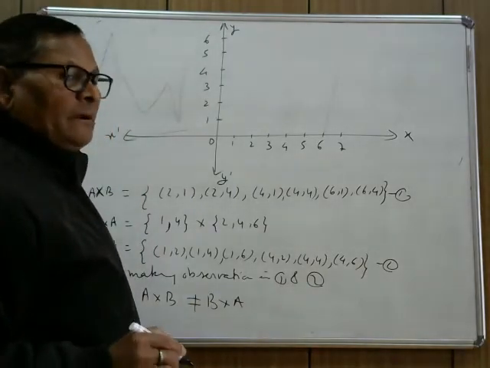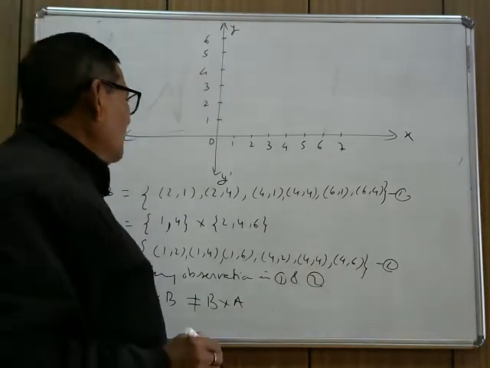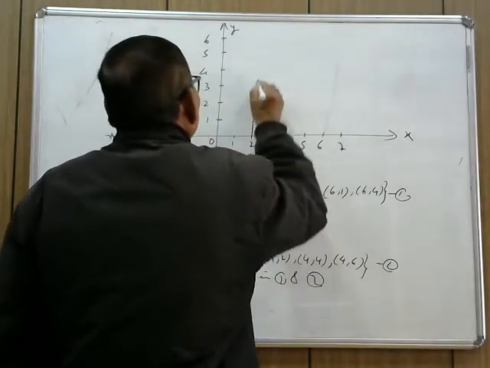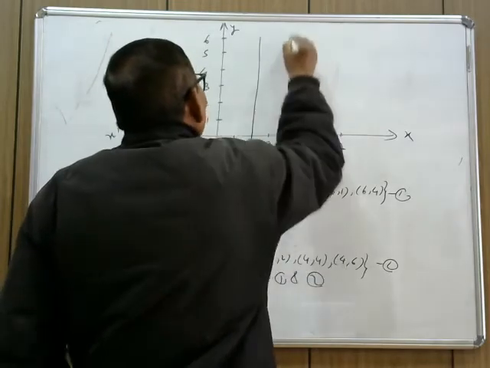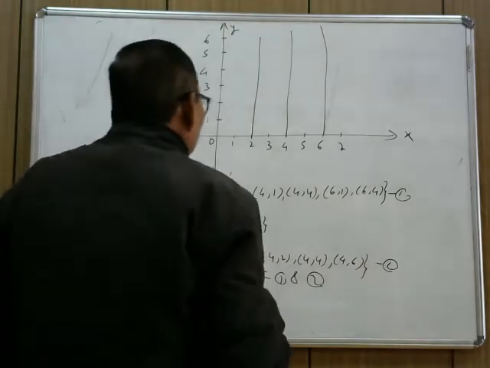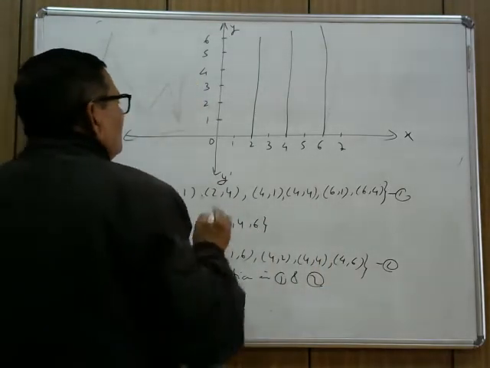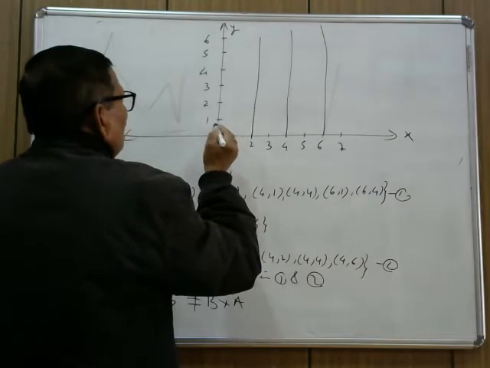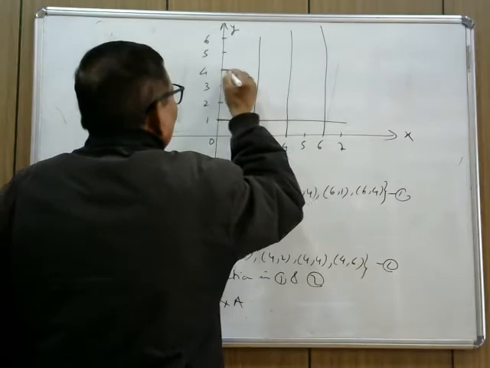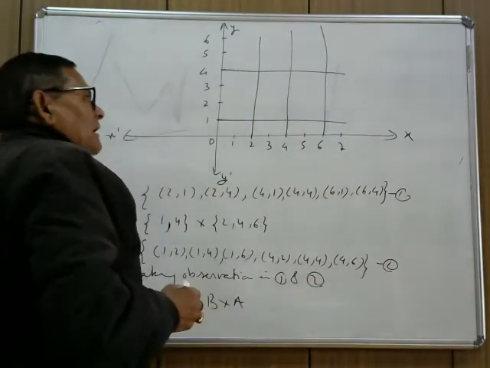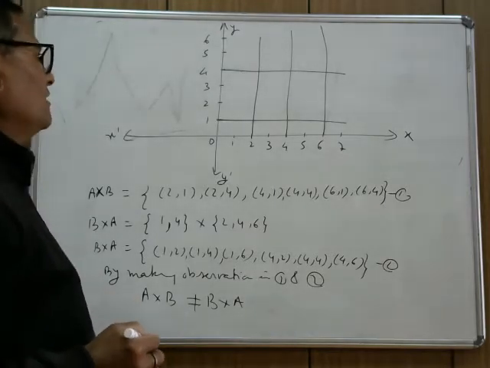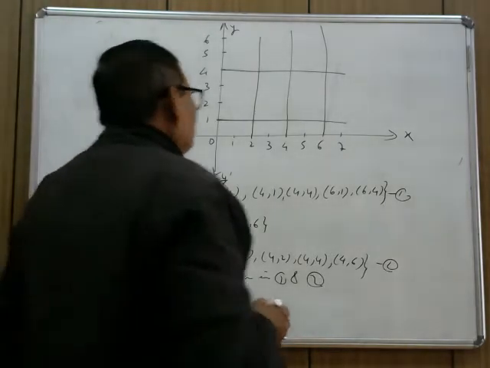Draw three perpendicular lines on the x-axis at the points 2, 4 and 6. Three perpendicular lines through 2, through 4 and through 6. Similarly, because there are two elements in set B, through 1 and 4 you draw two perpendicular lines to the y-axis. So now you mark the points. What are the coordinates of the points where these perpendicular lines intersect?